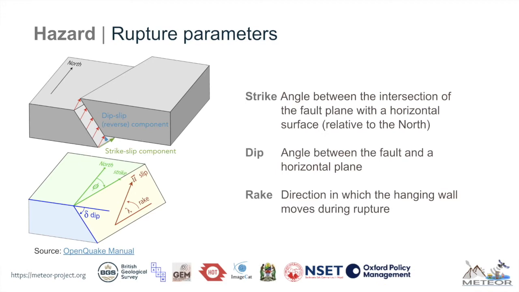Lastly, the rake is the direction in which the hanging wall is moving during the rupture. A rake of 0 degrees means that the hanging wall is moving in the strike direction. If the rake is greater than 0 degrees, then the hanging wall is moving upwards, such as in a thrust or reverse fault. If the rake is less than 0 degrees, then the hanging wall is moving downwards, such as a normal fault.